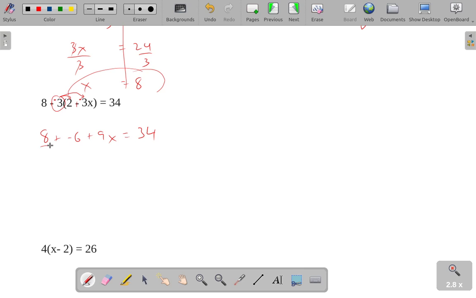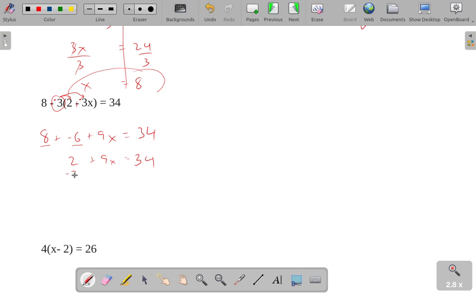I can combine like terms. The 8 and the negative 6 are both constants. I can combine them. 8 minus 6 is 2. Alright, so now I've simplified as far as I can go. Now I can unwrap my x.